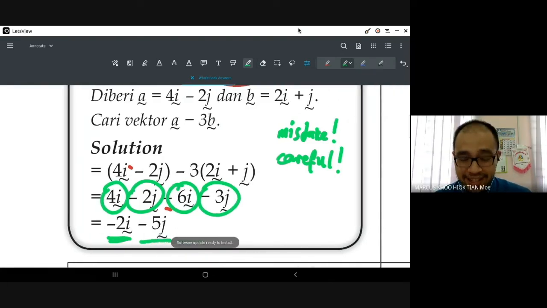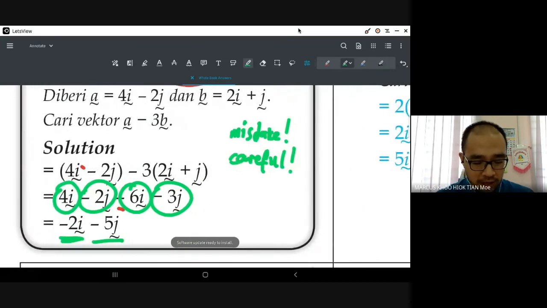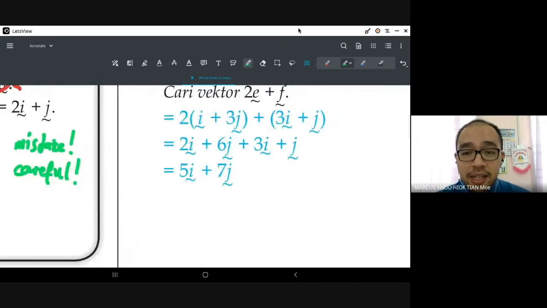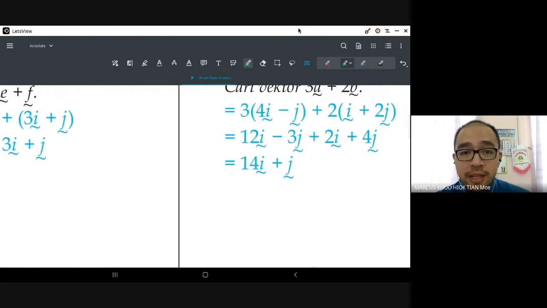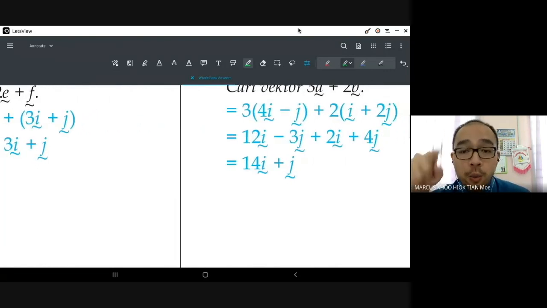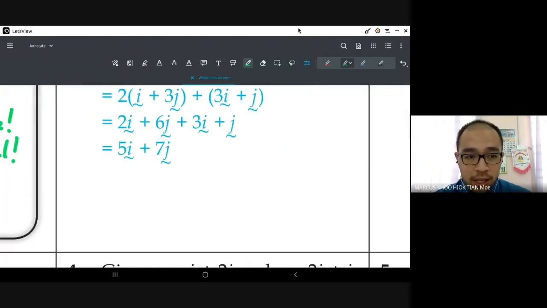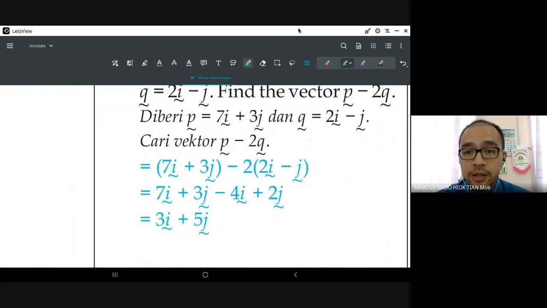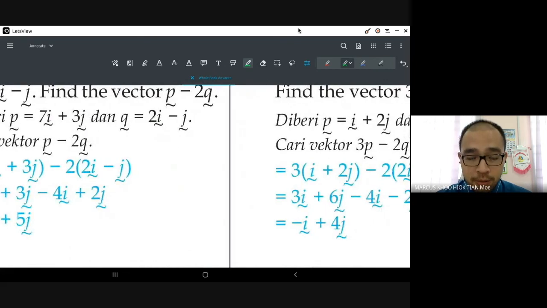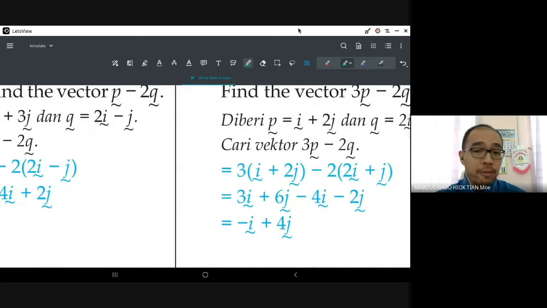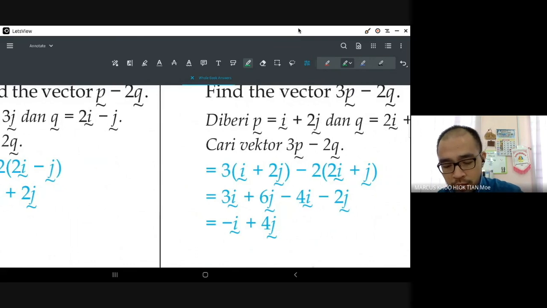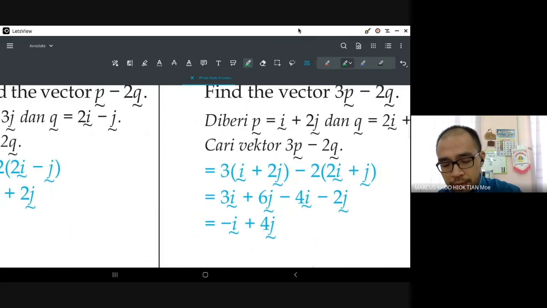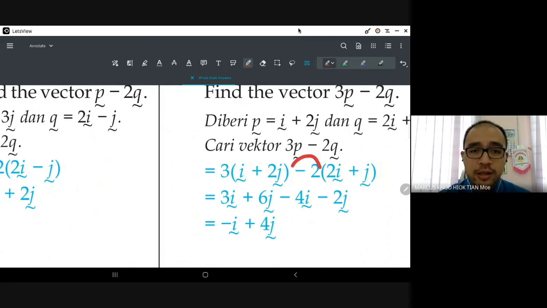Okay, number 1, 5i plus 7j. Okay, Meichi got it correct. Quite easy. Number 2, 14i plus j. Okay, so even if the answer is 1, you don't have to write the number 1. Just j alone will be fine. Number 3, 3i plus 5j. Okay, very good. Number 4, minus i plus 4j. Okay, very good. As long as you remember that when you multiply a negative number with this one, make sure that the sign changes. Always very important. This one, the sign must change.